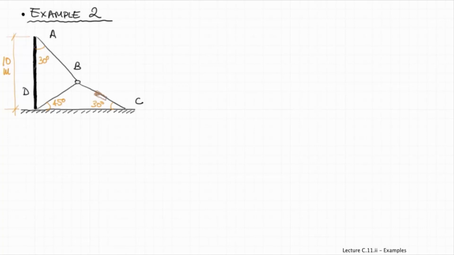Cable BC is fitted with a turnbuckle, and the turnbuckle is a device that can stretch the cable and hence input a tension force in the cable, and the force in cable BC will be equal in this case to 1.6 kilonewtons tension.